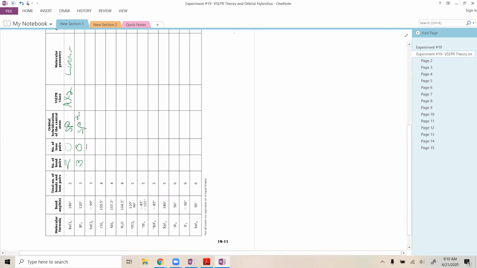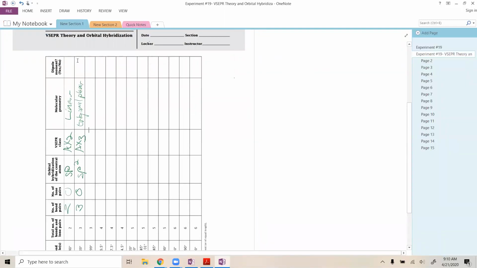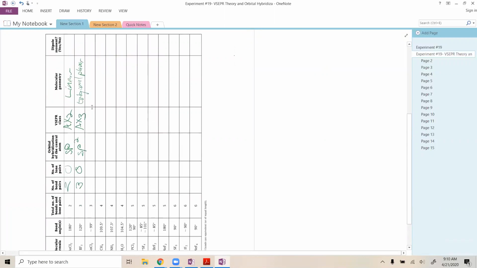It wants our generic or our VSEPR formula, so that's going to be our AX3 because it's 3 atoms, and then this one's going to be trigonal planar. Now each time we do want to make sure that we are completing that form. This dipole moment we'll also cover in our second lab session, so we can come back to that.